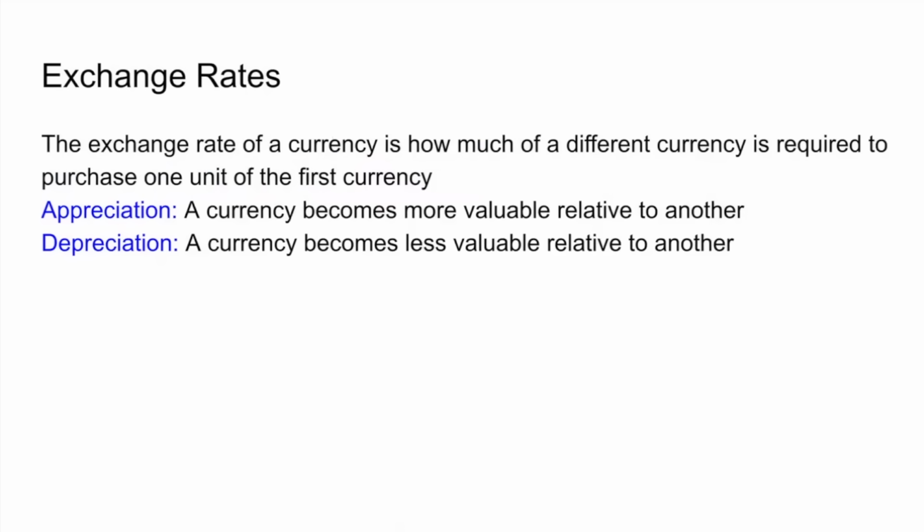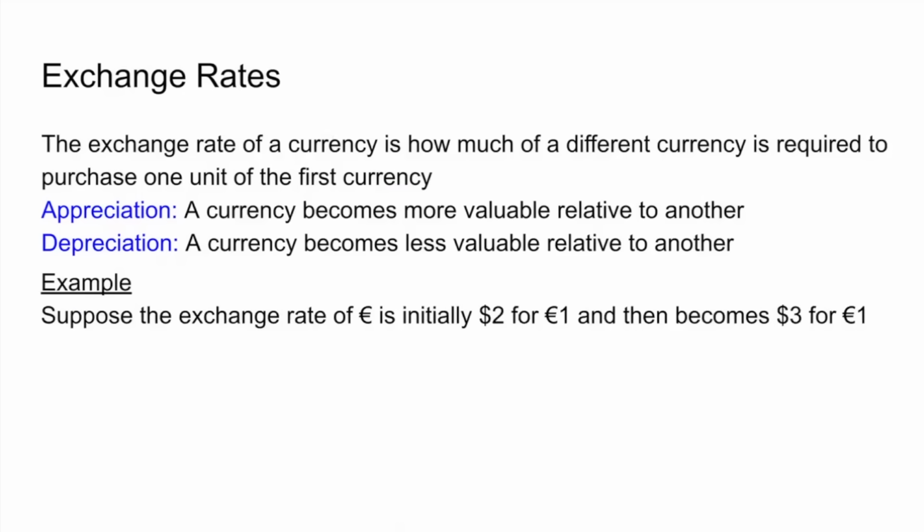The exchange rate of a currency is how much of a different currency is required to purchase one unit of the first currency. I'll show you an example soon. Appreciation of a currency is when that currency becomes more valuable relative to another, whereas depreciation is that currency becoming less valuable relative to another.